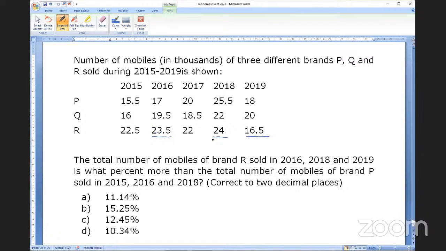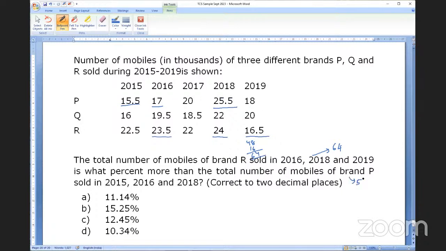23, 24, 47, 48, and 16 is 64. This is 64 thousand. Is what percent more than the total number of mobiles of brand P sold in 2015, 2016, and 2018? 25, 30, 40, 41, and 17 would be 58.